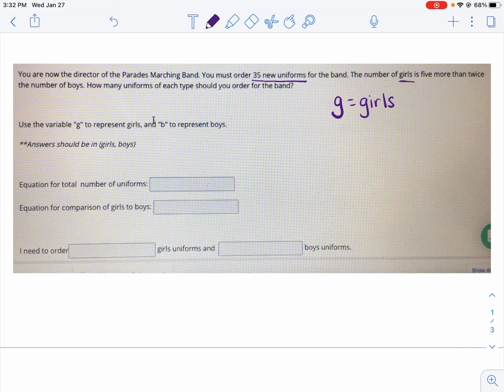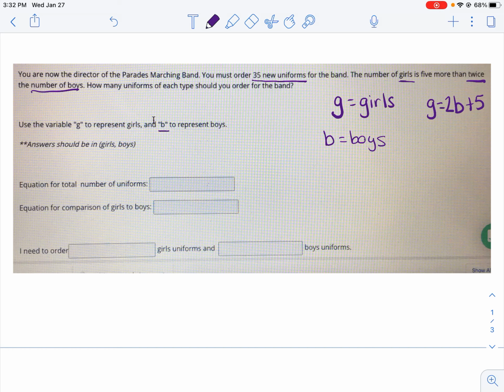So girls can be G, or girls can be 5 more than something, 5 more than twice the number of boys. Well, what are we using for boys? Well, I tell you here, we're going to use B for boys. So B is our boys. But in our other way to write for girls, we're doing 5 more than twice the number of boys. So twice the boys. So we've got some different expressions here that we can use.